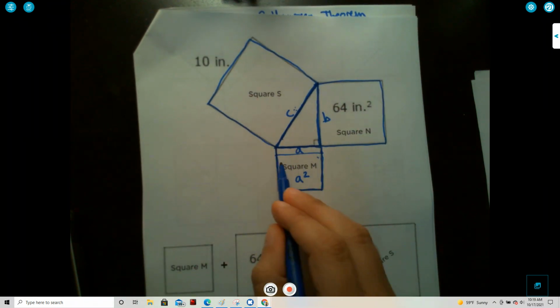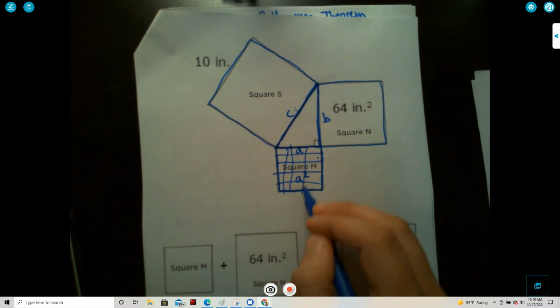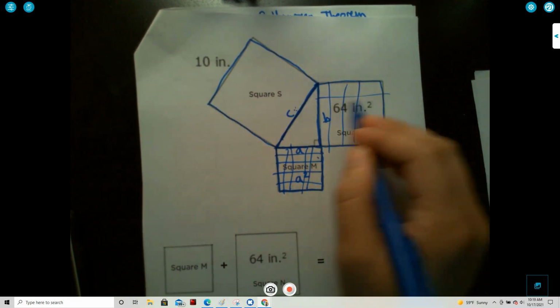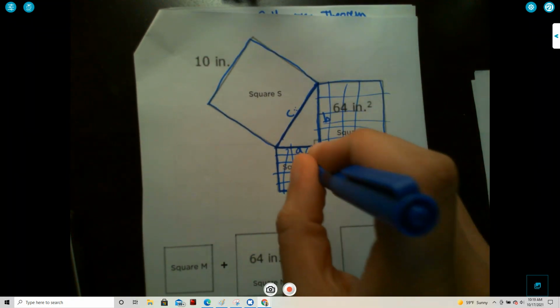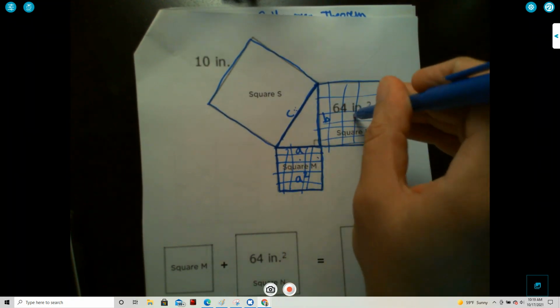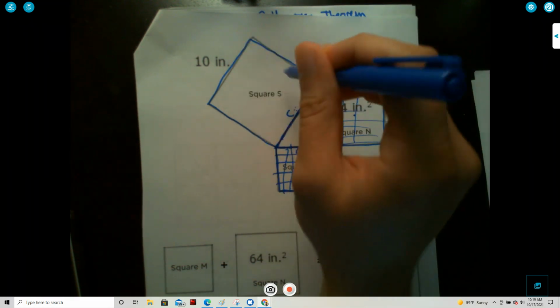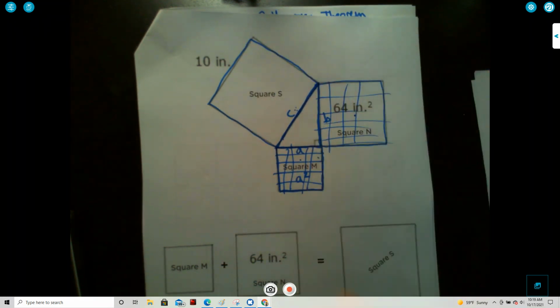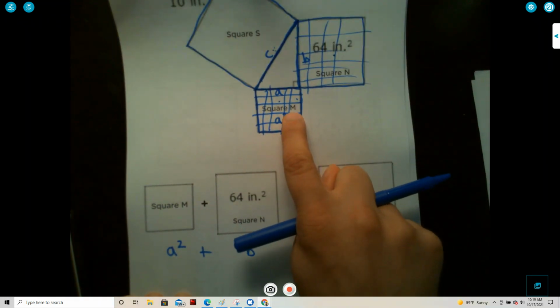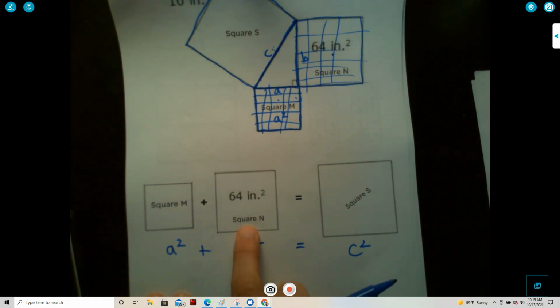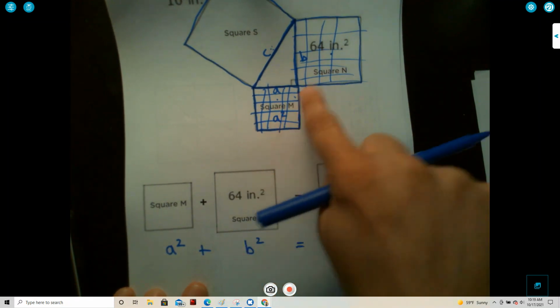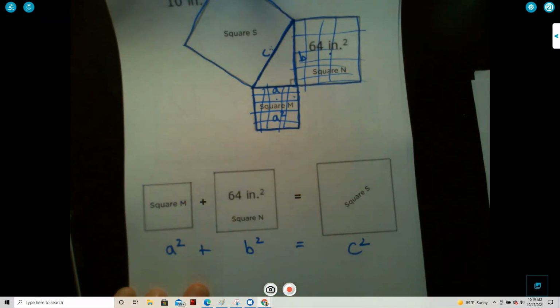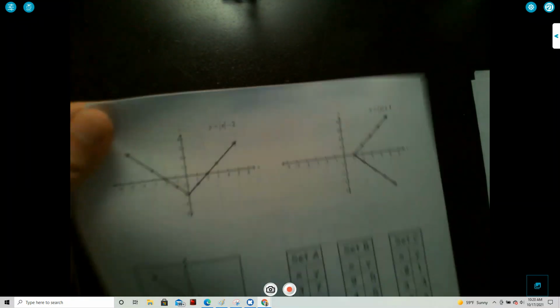So if this were units, for example, plus these units, this is just an example, the number of units here and the number of units here, which is the area, is going to equal the number of units in this square right here. So just understand the concept that the square of m plus the square of n, so this square plus this square, equals the square right here. So understand that concept. All right, next is over to functions.